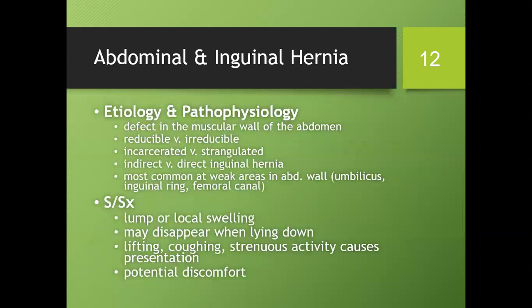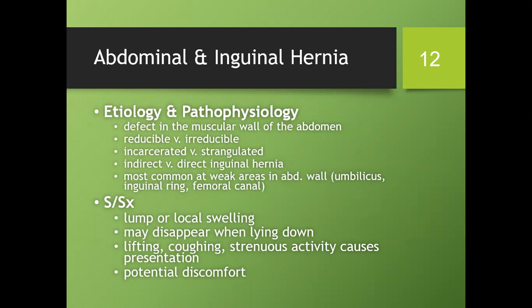Abdominal and inguinal hernias. Hernias are a defect in the muscular wall, and if they're in the abdomen, the muscular wall in the abdomen. Reducible hernias can go back where they came from. Irreducible hernias cannot go back. So if they cannot go back, they're called incarcerated hernias. Think about somebody going to jail. They're stuck in jail. They're not coming home, but they're not dead. They're just in jail, right?